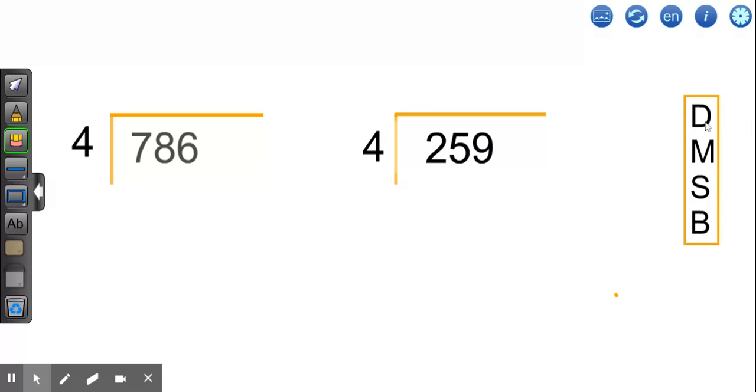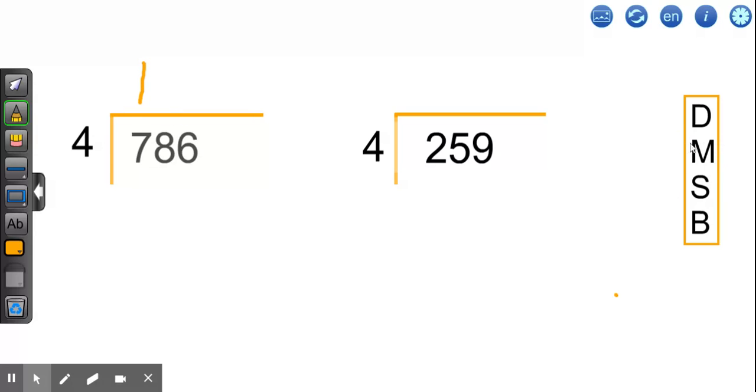So the first step is divide, and we divide the first number by the divisor. So we say 7 divided by 4, or how many 4s go into 7? Well, only one 4 goes into 7 because if we count it up, it'd be 4, 8. 8 is too much. So 7 divided by 4 is 1. And we put the 1 right above the 7.